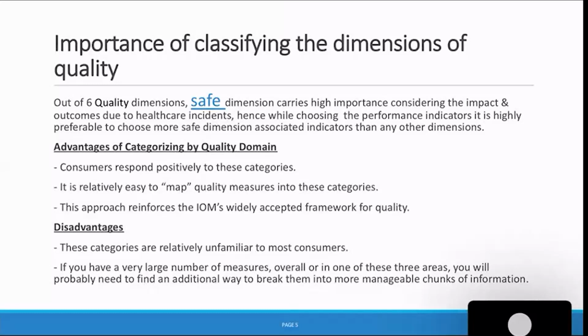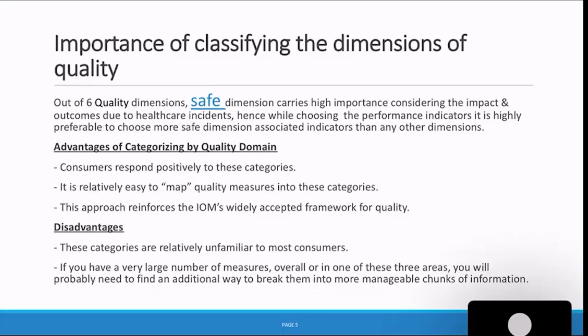And the next thing is, if you have a very large number of measures overall, or in one of these 3 areas, you will probably need to find an additional way to break them into more manageable chunks of information. When we have some areas where we need improvement, sometimes we may not be able to fit into one of these criteria. In that case, it is still okay to choose a performance indicator, but we need to mainly focus on choosing one of these indicator performance measures in order to get more fruitfulness out of it, because it is a well proven methodology.